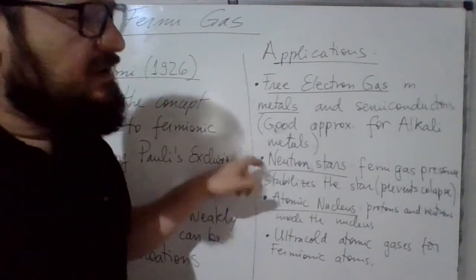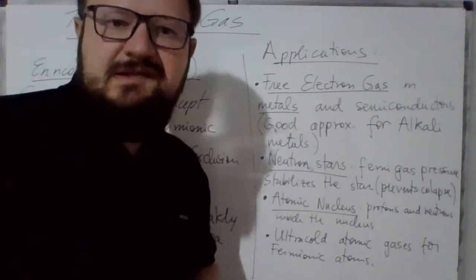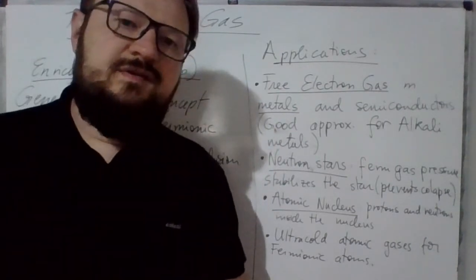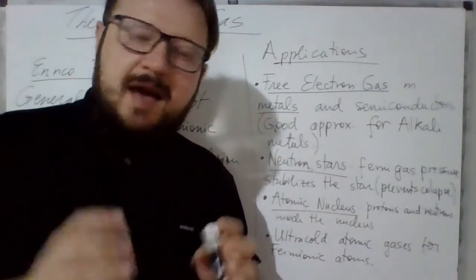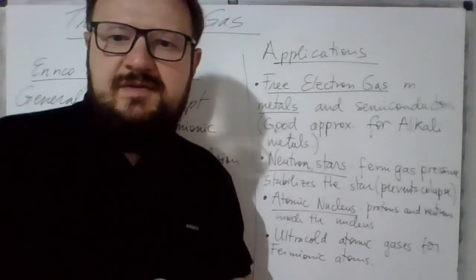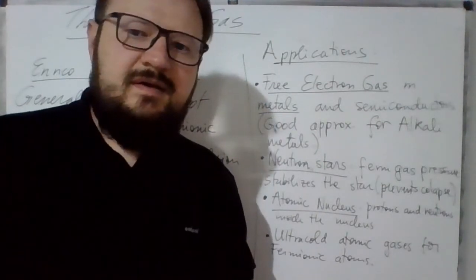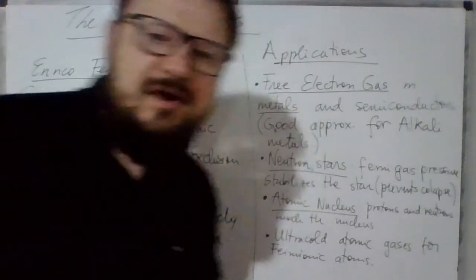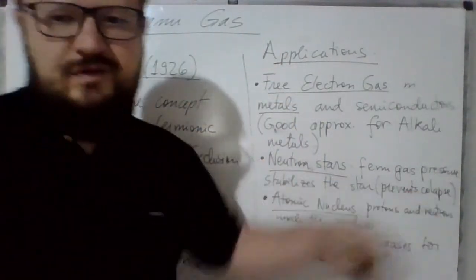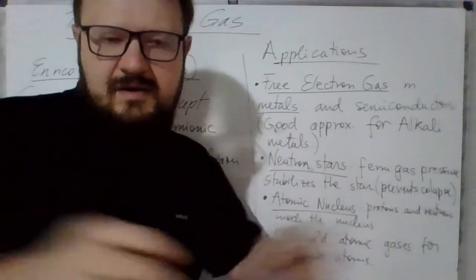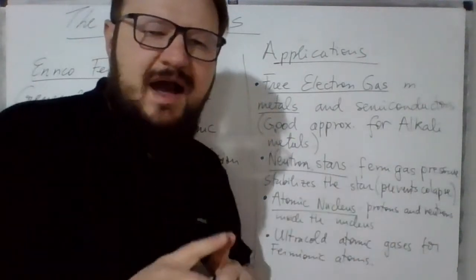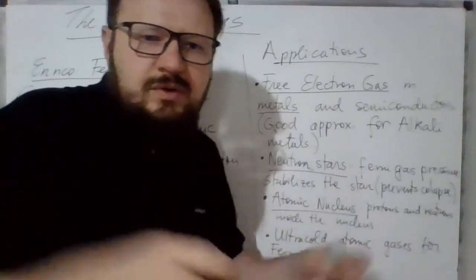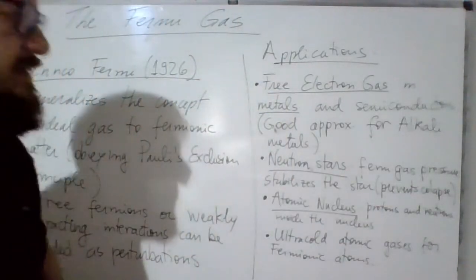For neutron stars, a Fermi gas has an intrinsic pressure even at zero temperature, the absolute zero temperature, and this pressure of a Fermi gas helps to stabilize the star, preventing its collapse. Okay, because there are pressure forces acting contrary to the gravitational pull, and it prevents a collapse.